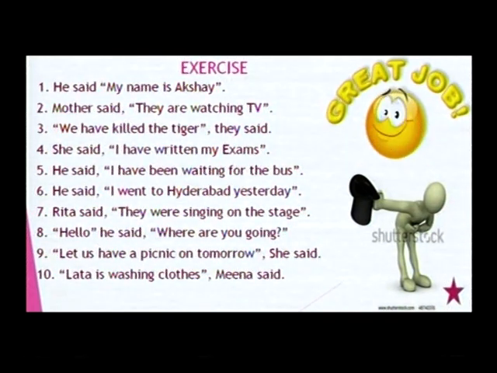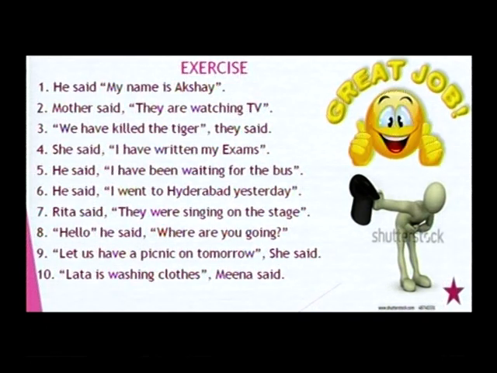Next, we have killed the tiger. They said that they had killed the tiger. Here what happened? The simple present is changed to simple past. Next, she said, I have written my exams. She said that she had written her exams. Okay. Next, he said, I have been waiting for the bus. He said that he had been waiting for the bus.